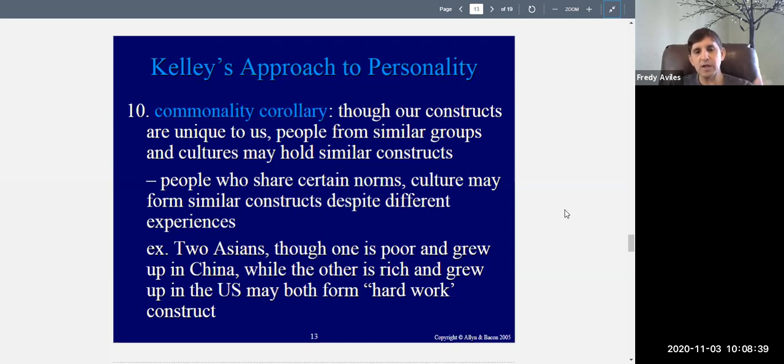So I'll give you an example. Two Asian people, right? The one is poor and grew up in China, while the other one is rich and grew up in the US, may both believe in the hard work construct. Why? Because it's a part of their culture.